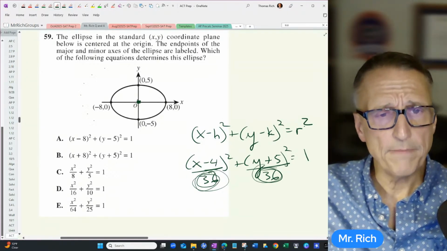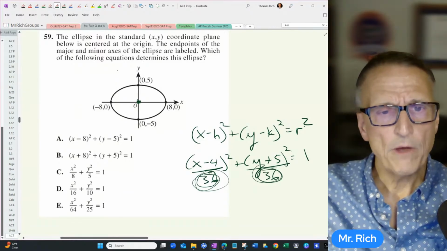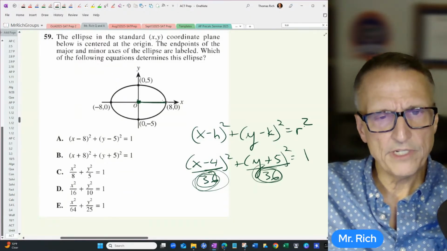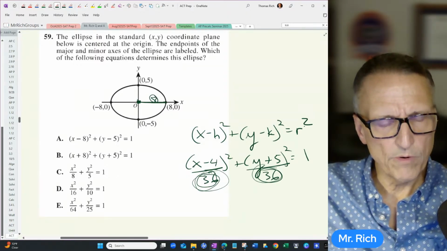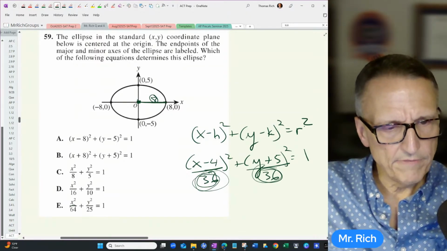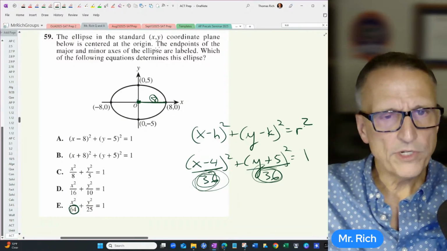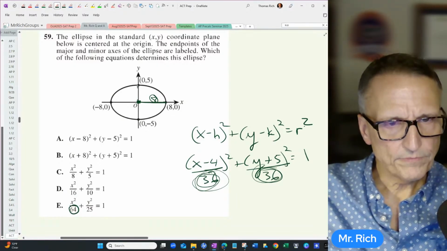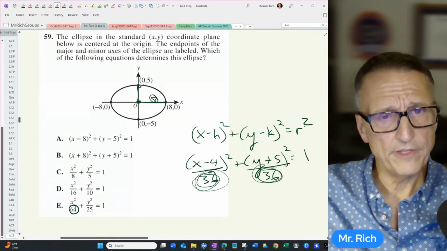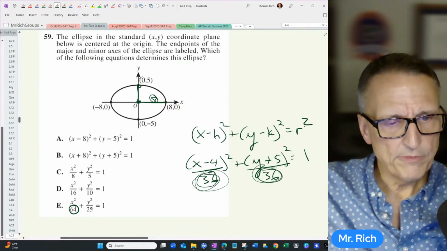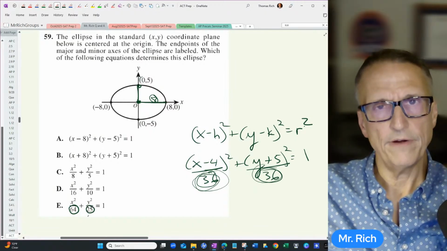And this is just a modified equation of the circle. That distance from the center of the ellipse is 8. So therefore, 8 squared is 64. So there has to be a 64 underneath the x squared. What's the vertical distance from the center to the edge of the ellipse? Well, from our picture here, it's 5. So that means there has to be a 25 underneath there.